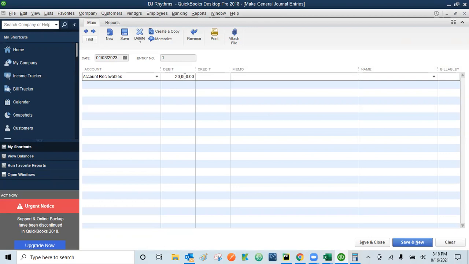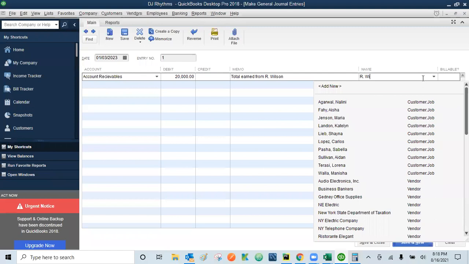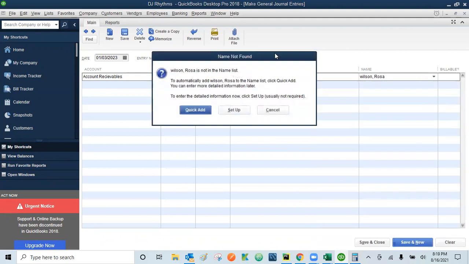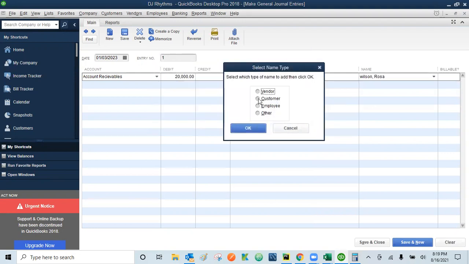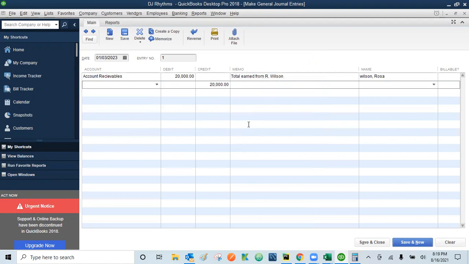In the memo, we can type where we got this money from: total earned from R. Wilson. And here we can type the name of the customer, Wilson Rosa. Click tab. This customer is not part of our customer list, so we are just quick adding this customer. Quick add, and it's a customer because they are buying from us. So click it, click OK. And now this money will be received after some time.